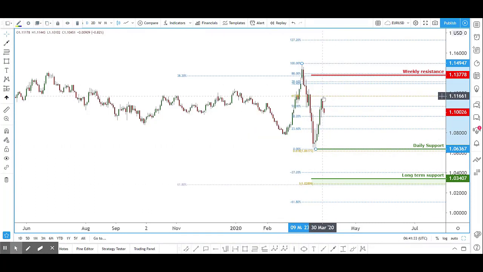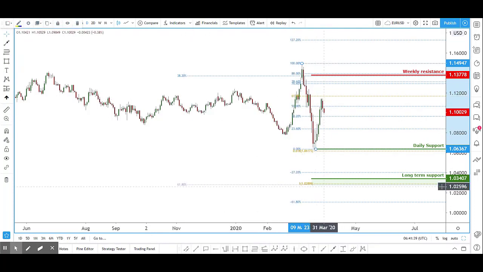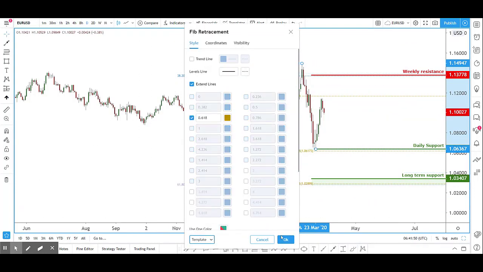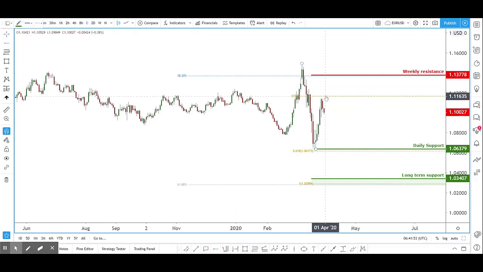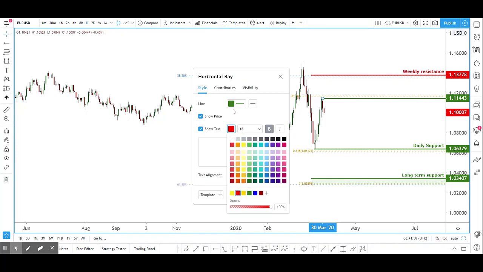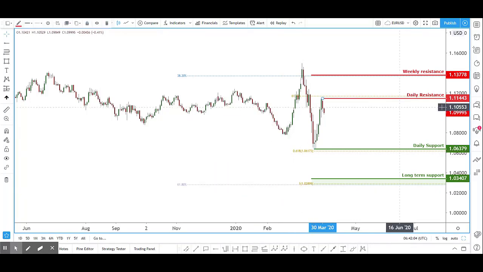We see the price actually rejected right below the 61.8 retracement. Interesting to note also is that the negative 27 ratio for our Fibonacci extension is quite close to our long-term support level as well. But for now, I'll just highlight the 61.8 level, and I will put the daily resistance in. So now I have my daily resistance, daily support, long-term support that we found on the monthly chart, and of course the weekly resistance. Now to find trading opportunities, I'll go down to the 4-hour.